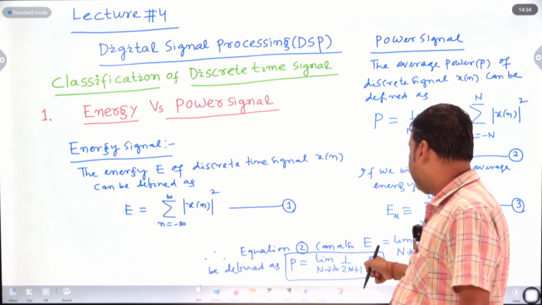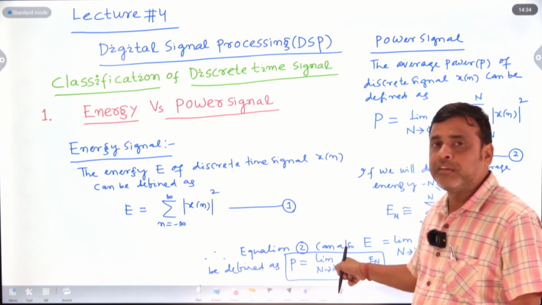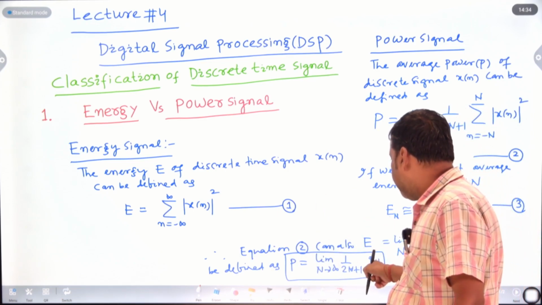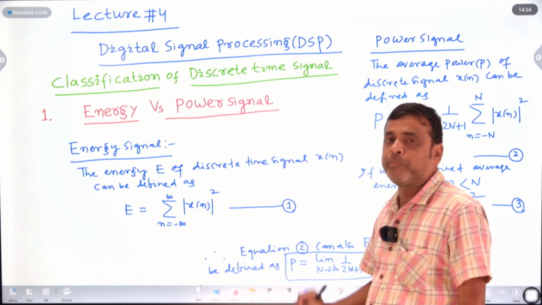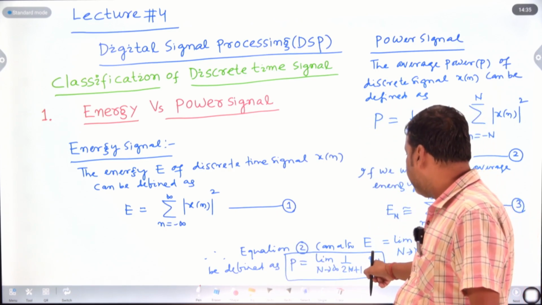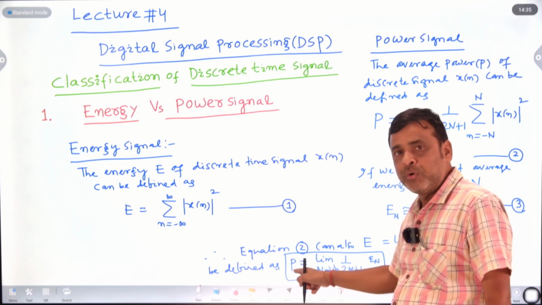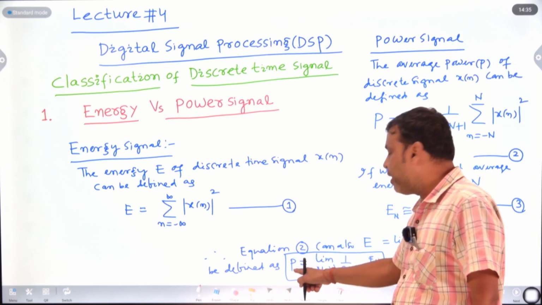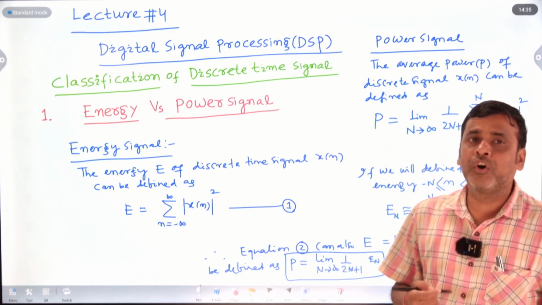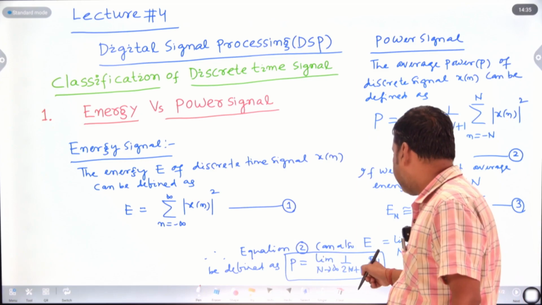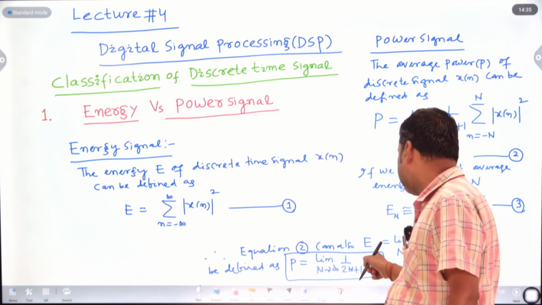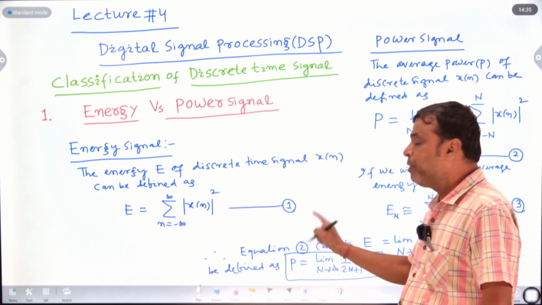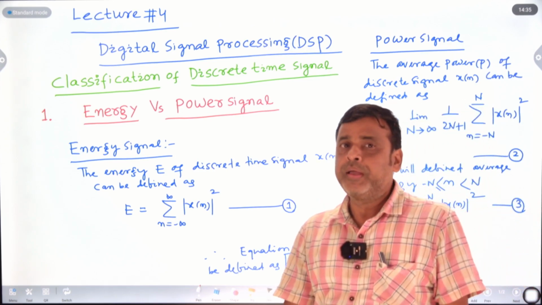If energy is infinite, then infinite by infinite is not determined, then we will follow certain rules. If energy is infinite, the power may be infinite or finite. If the power is infinite, the signal is neither energy nor power. If the power becomes 0, we can say if energy is finite, the power becomes 0, the signal is called the energy signal.